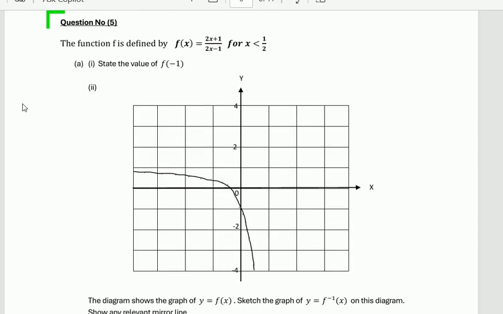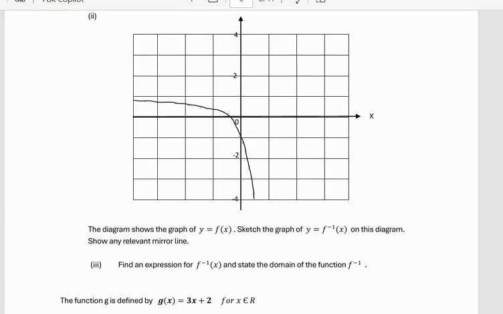Question number 5: the function f is defined by f of x equal to x plus 1 over 2x minus 1 for x less than or equal to 1 by 2. State the value of f of minus 1. The second part has a graph, this one.